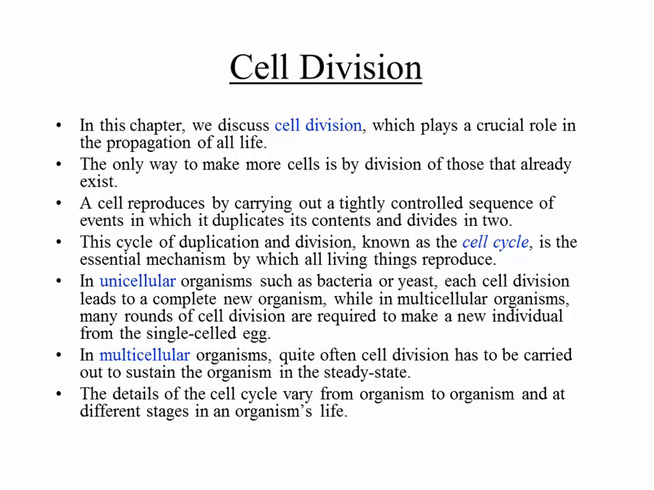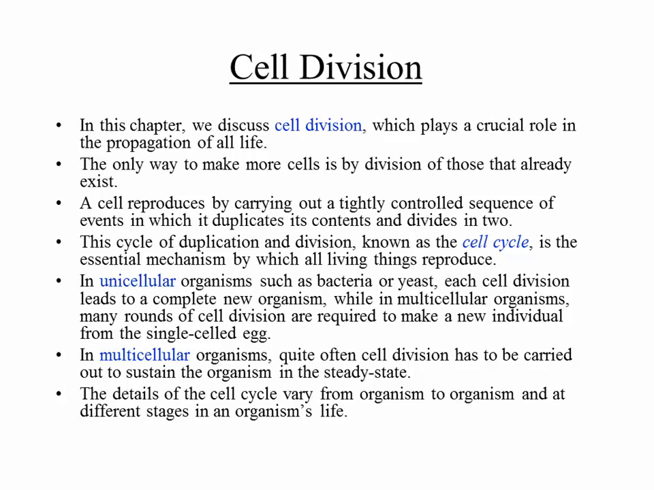A cell reproduces by carrying out a tightly controlled sequence of events in which it duplicates its contents and divides in two. This cycle of duplication and division, which is known as the cell cycle, is the essential mechanism by which all living things reproduce. In the case of unicellular, that is single-celled organisms, such as bacteria or yeast, each cell division is going to lead to a complete new organism. While in the case of multicellular organisms such as ourselves, many rounds of cell division are required to make a new individual from the single cell egg. A human has about 100 trillion cells, so you can imagine how many rounds of cell division are needed.